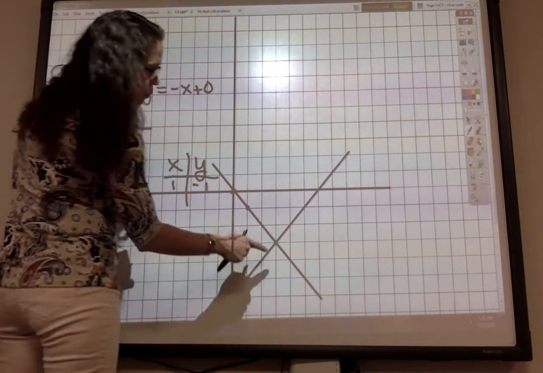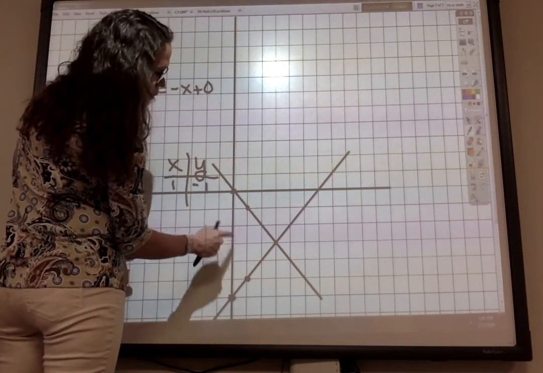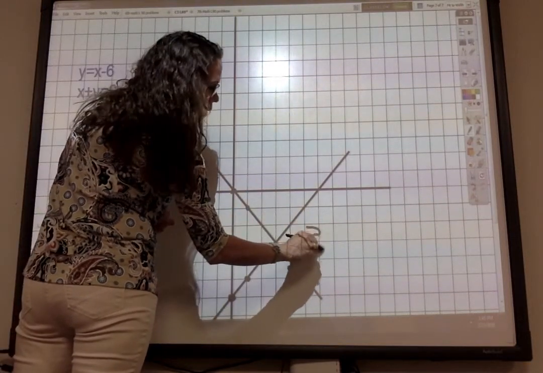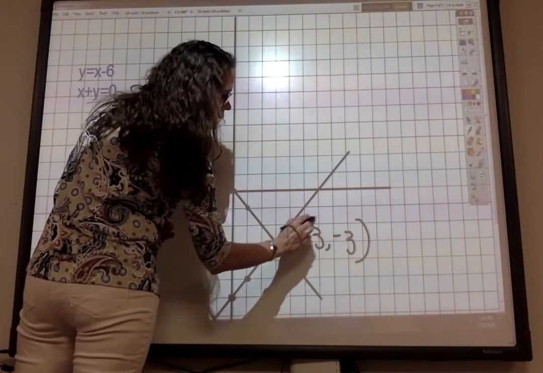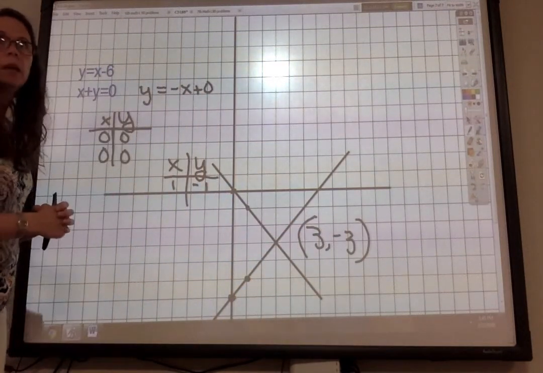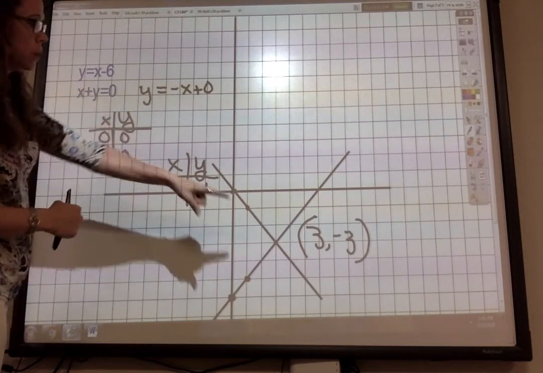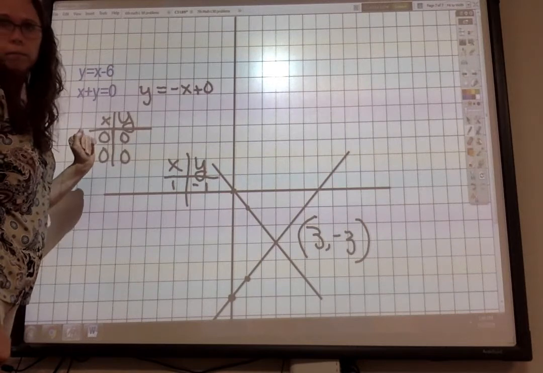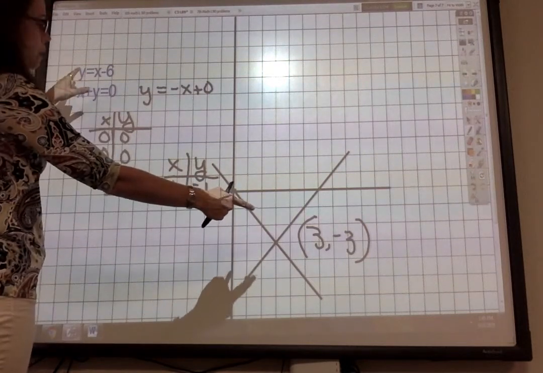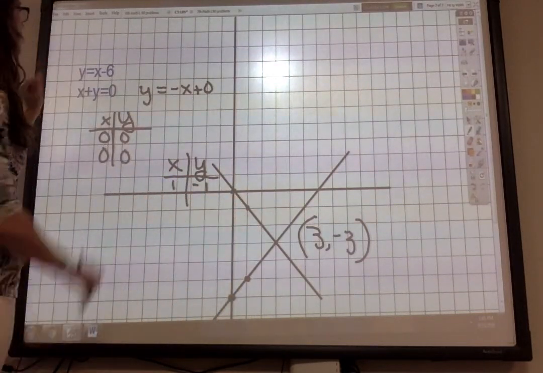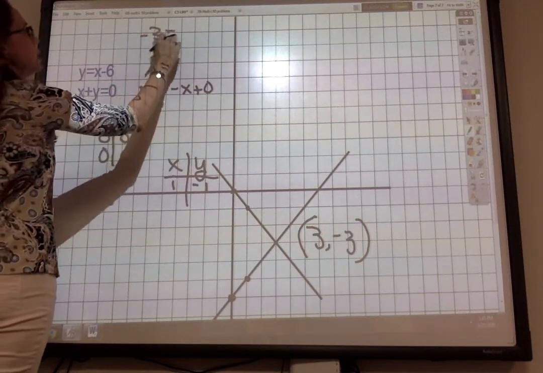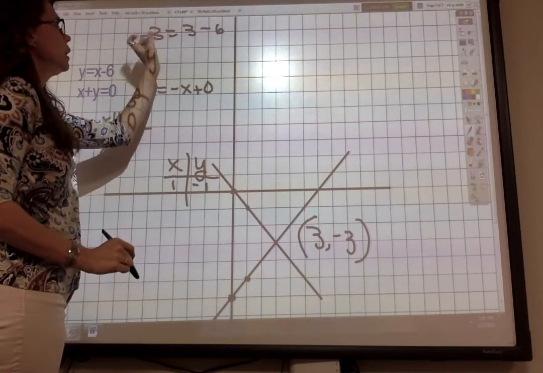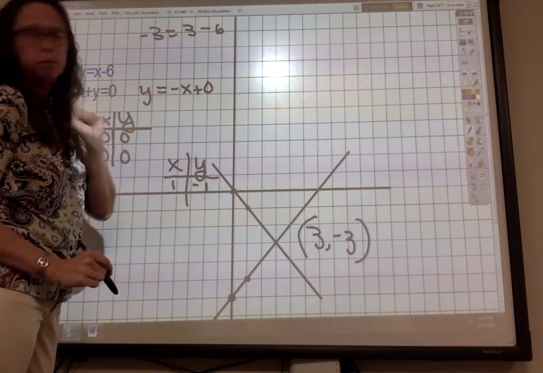Now this one, hopefully you see that the solution to our system is at 3, negative 3. And again, we check ourselves by going back into our equations and putting in the values for x and y. Y is negative 3. So we would say negative 3 is equal to 3 minus 6. 3 minus 6 gives me negative 3. Negative 3 is equal to negative 3, so that one checks.